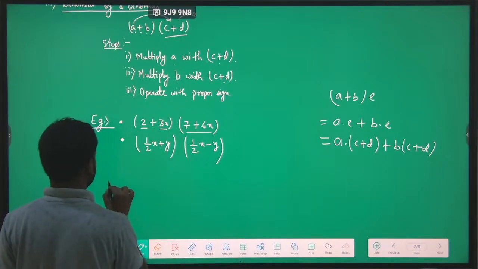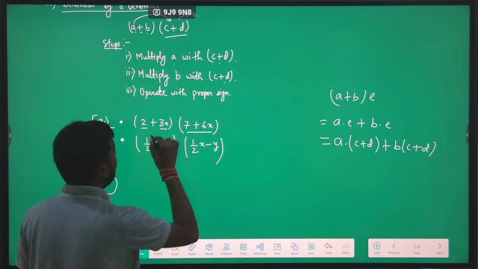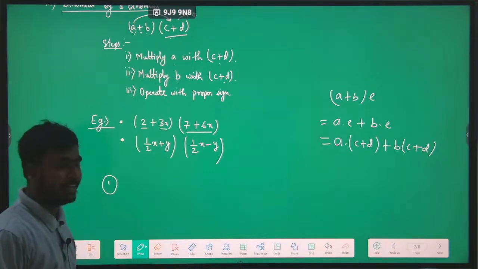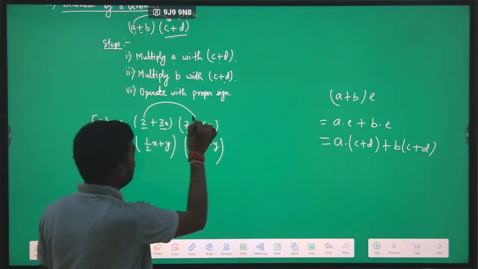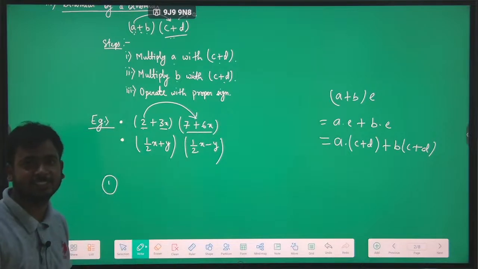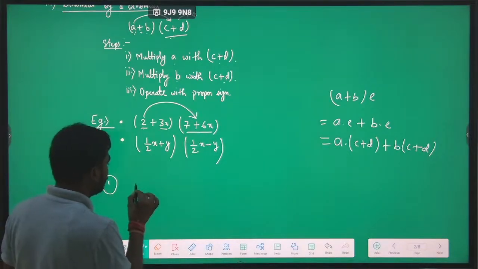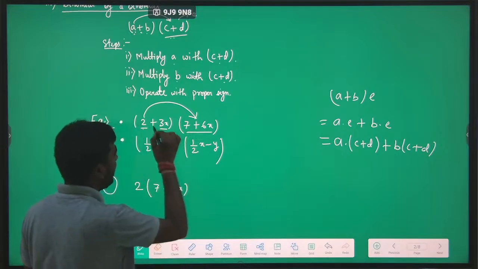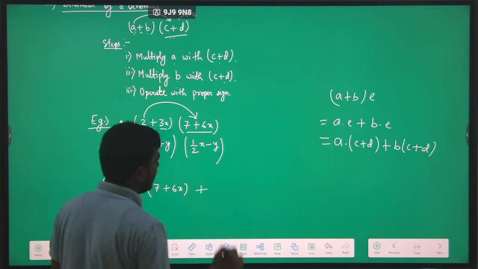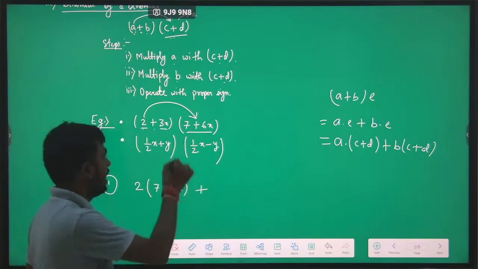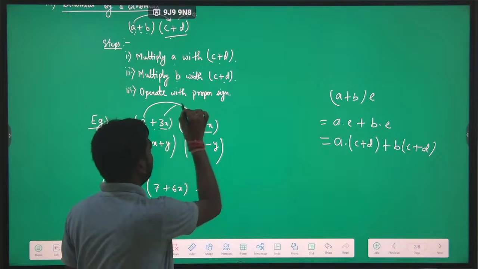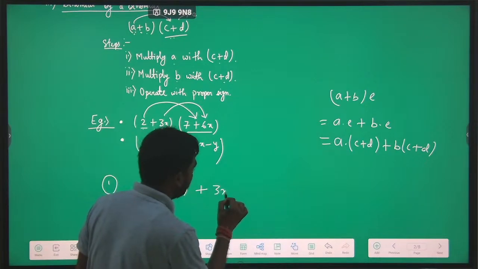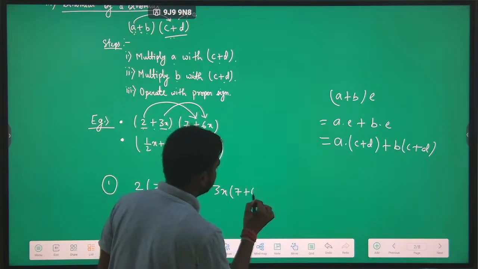So first of all, what we have to do? We have to multiply this A with whole C plus D. Okay. So this 2 will be multiplied with this whole 7 plus 6x. Are you getting it? And the operation in between is addition. So we will add, and the second term, this 3x, will again be multiplied with this whole term. So this 3x will be multiplied with 7 plus 6x.